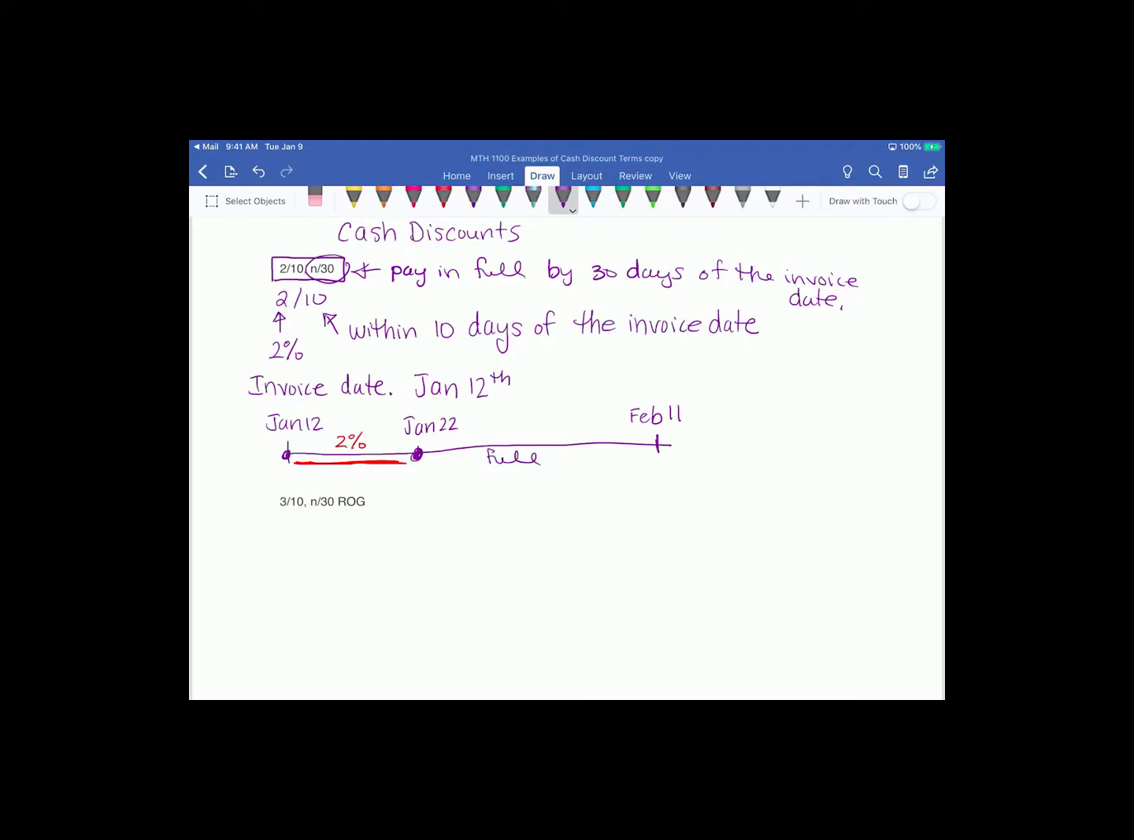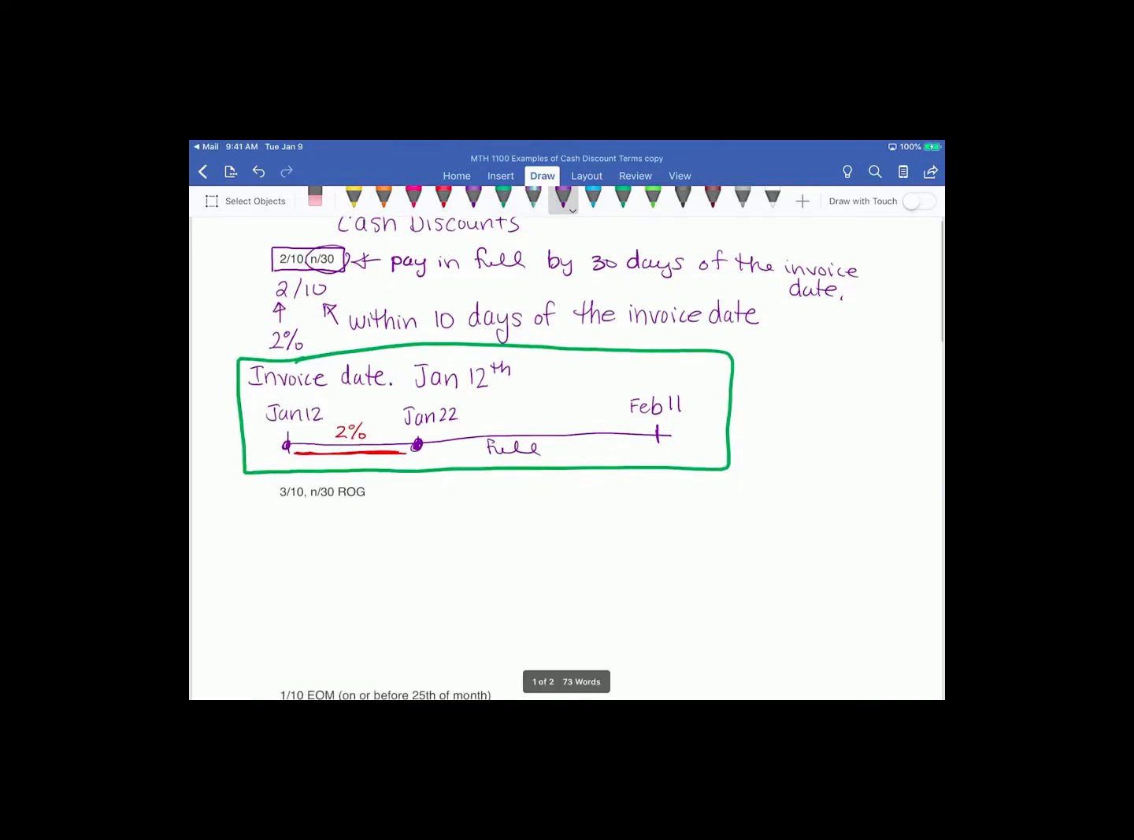So here's our timeline. As an example, if we say the invoice date is January 12th, we have the discount period, which would be from January 12th to January 22nd. And the credit period would be from January 12th to February 11th. And if we miss that deadline of January 22nd, we have to pay in full by February 11th.